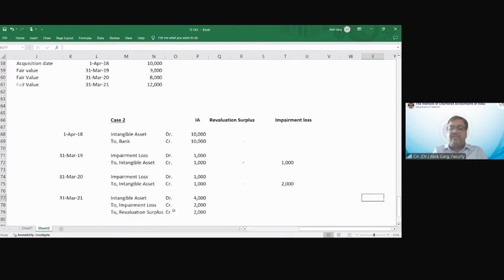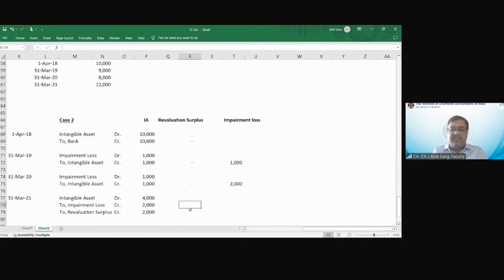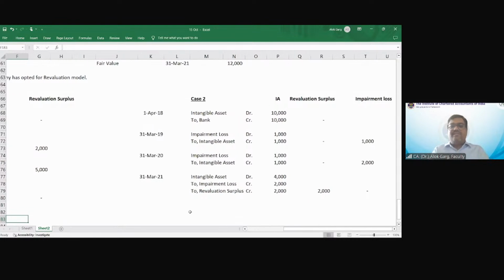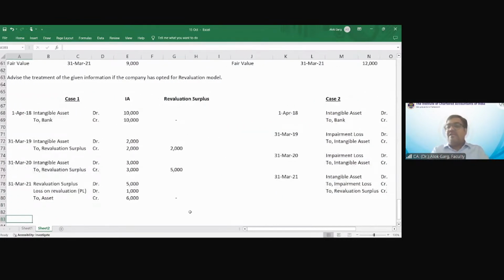I hope this is clear to everyone. What is my revaluation surplus balance? My revaluation surplus balance is this plus this. What is my impairment loss balance? Now nothing is left. Whatever we have debited is credited, right? I hope with this example, everything is clear about cost model, revaluation model, treatment of revaluation surplus.